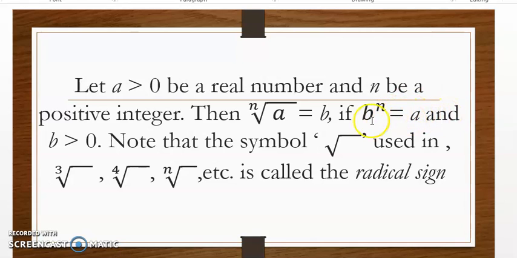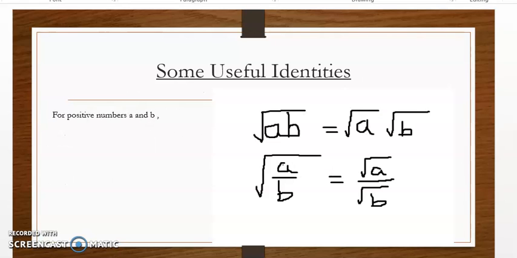If b power n is a, then nth root of a is b, and b is greater than 0. So we use this symbol throughout this chapter, and this sign is called the radical sign. Now let us look at some useful identities.